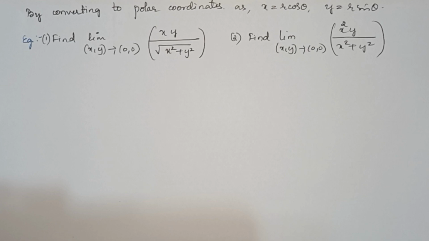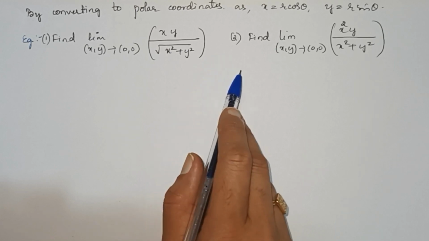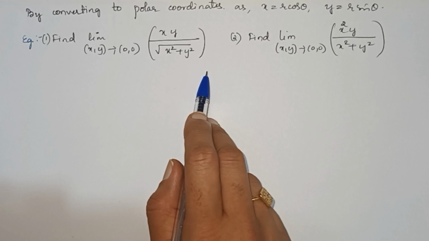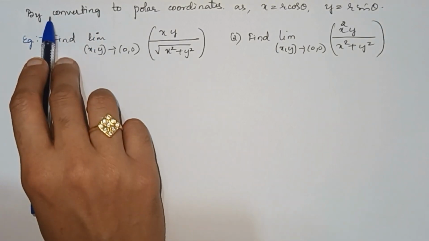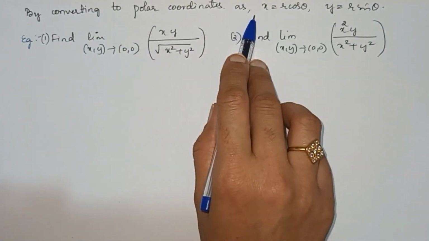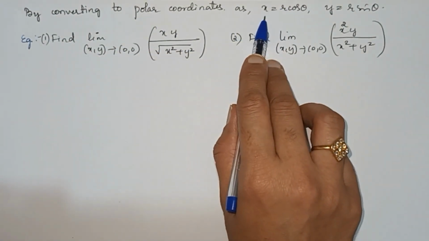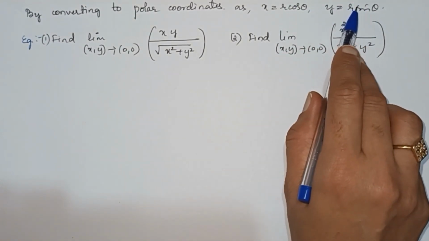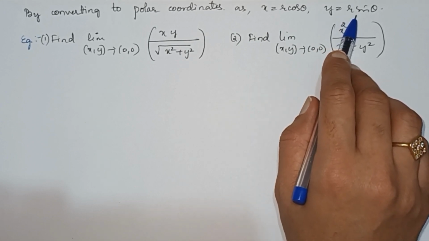In some cases, there are an infinite number of paths you can choose to approach a certain point. In that case, checking each and every path might be time consuming. So in such cases, we always go with the method of converting to polar coordinates, that is, x equal to r cos theta and y equal to r sin theta. If the value is dependent on theta, then the limit does not exist.